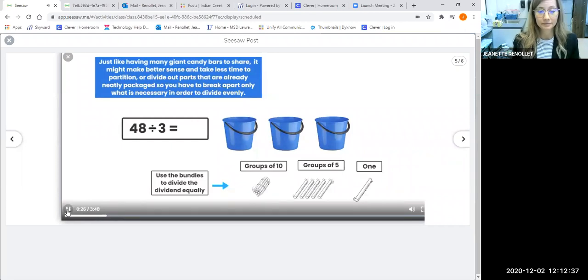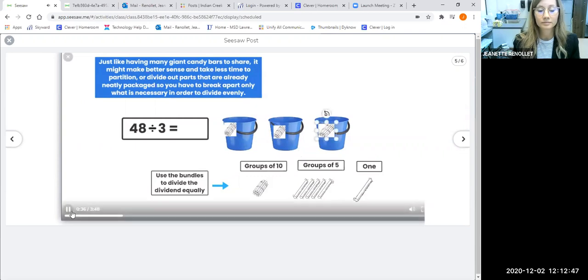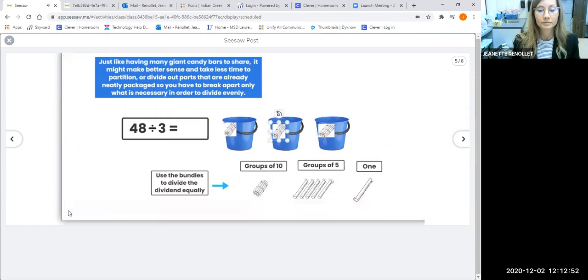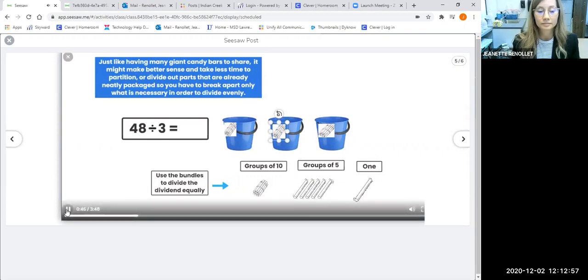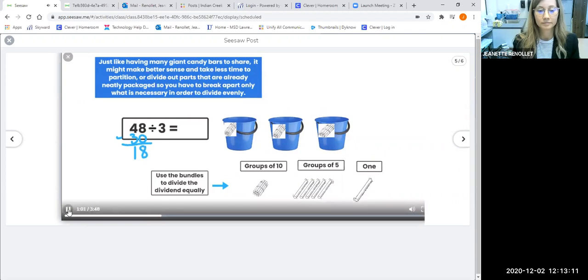Groups of 10 as like the giant candy bars. We can give one giant candy bar or one group of 10 to each group. And that means we've given away 30 items, whatever it is that this 48 represents. So we've given away 30 of the items. Okay, so let's get rid of the 30. Let's take and minus 30 from the 48 that we originally had. That leaves us with 18 that we need to distribute.